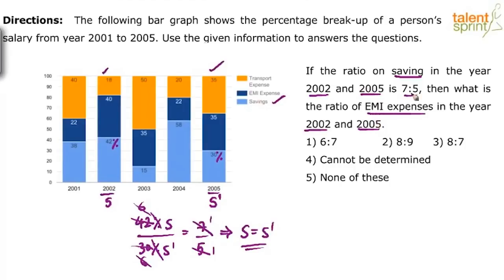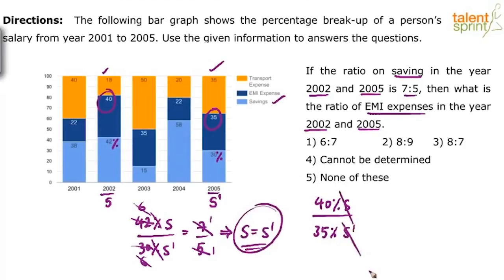Now what is he asking us to find out? EMI expenses for the same 2 years. How much did he spend on EMI in 2002? 40% of S. How much did he spend on EMI in 2005? 35% of S dash. But since S and S dash are equal, these two get cancelled. The percentage anyway makes no sense here because it's a common factor, so it can be cancelled in numerator and denominator. What are we left with? 40 by 35. Can 40 by 35 be taken as 8 by 7? Yes, 40 by 35 is 8 by 7.